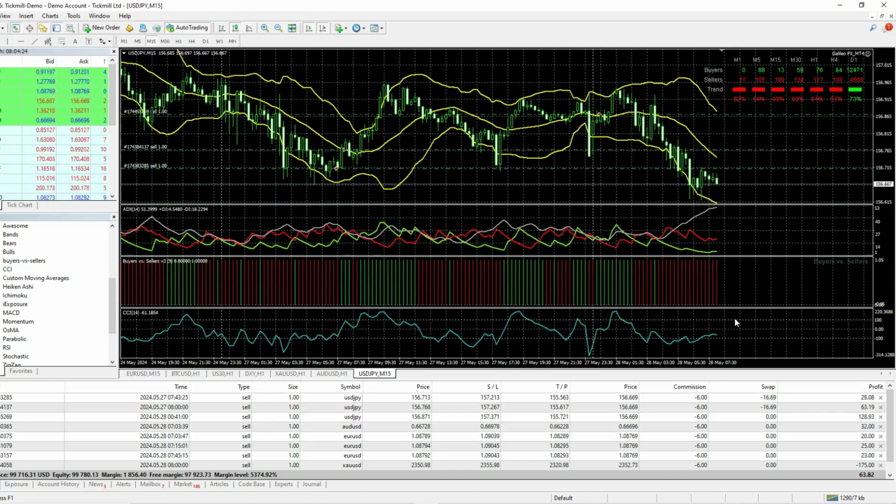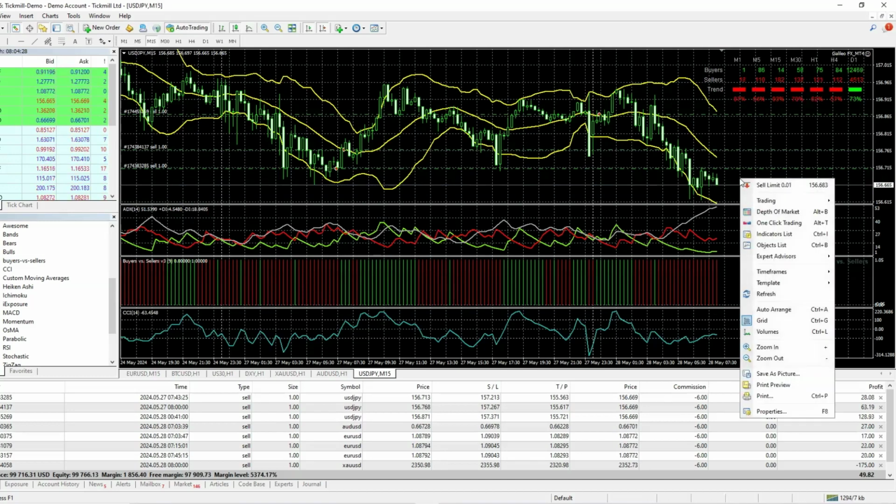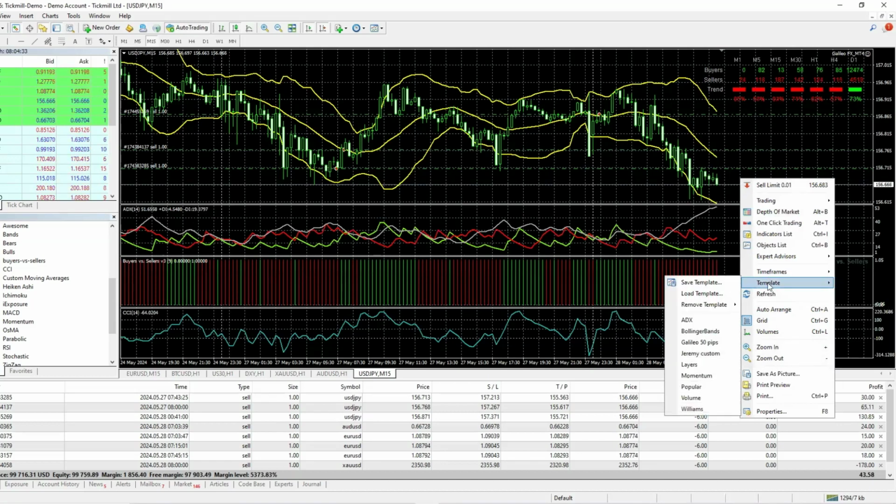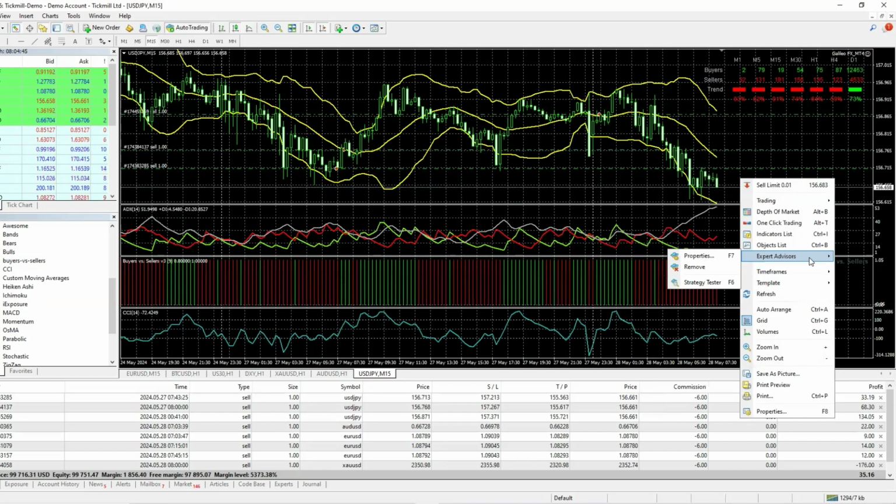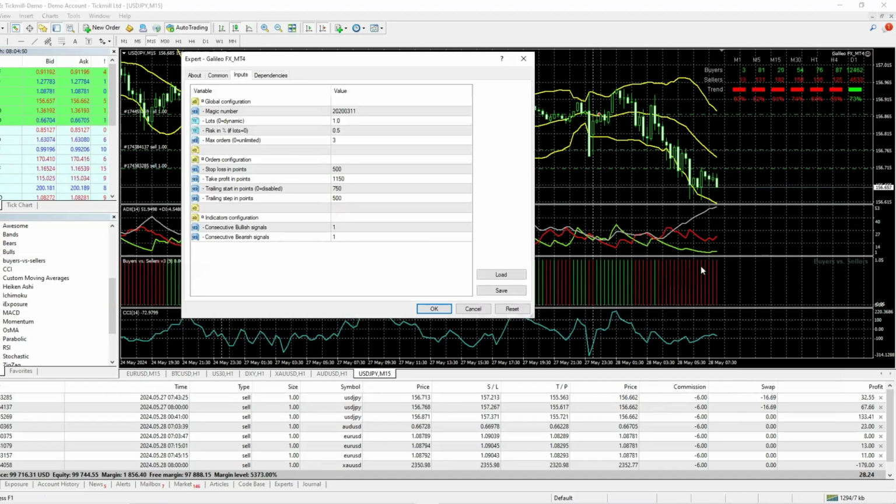All right, so let's go into Galileo. I'm just going to right click. Another thing: once you have your setup, save it as a template so that it's easier for you to add to other charts. Okay, so we're going to go to expert advisors. We're going to click on the properties just so I can show you guys this. So this right here is the current setup that I have on US dollar Japanese yen.